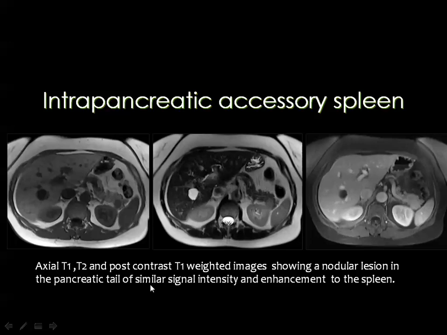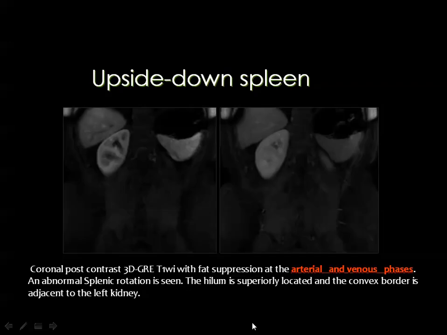Sometimes also the accessory spleen may be located inside the pancreatic tissue, and this is an intrapancreatic accessory spleen. In the T1 weighted image, it looks similar to the spleen. In the T2 weighted image, the same, and after contrast enhancement, it shows similar signal intensity and enhancement to that of the original spleen.